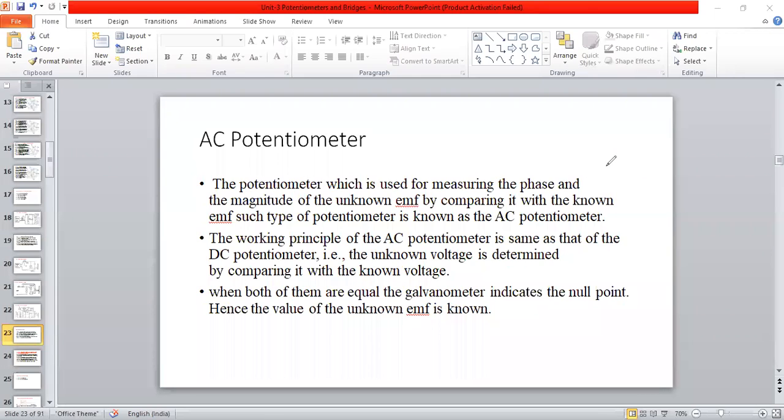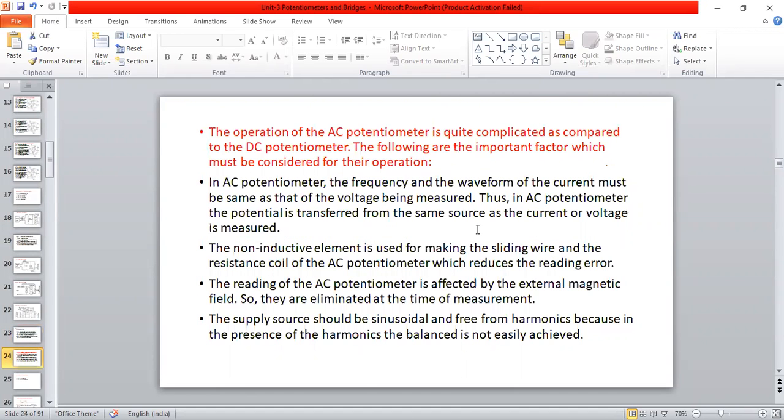So the operation is the same, but the procedure is different. The operation of the AC potentiometer is quite complicated as compared to the DC potentiometer. The working principle is the same, but the operation of the AC potentiometer is quite complicated, because the following are the important factors which must be considered for their operation.